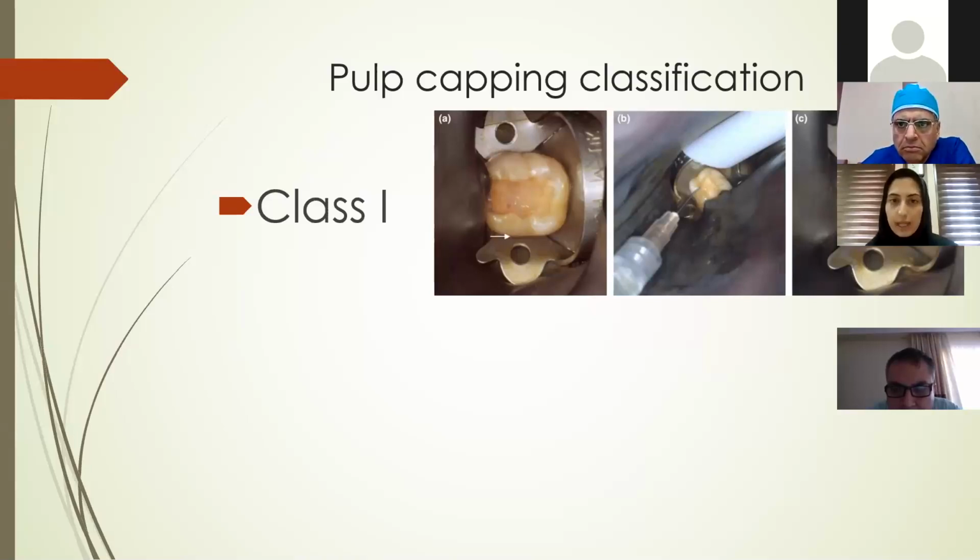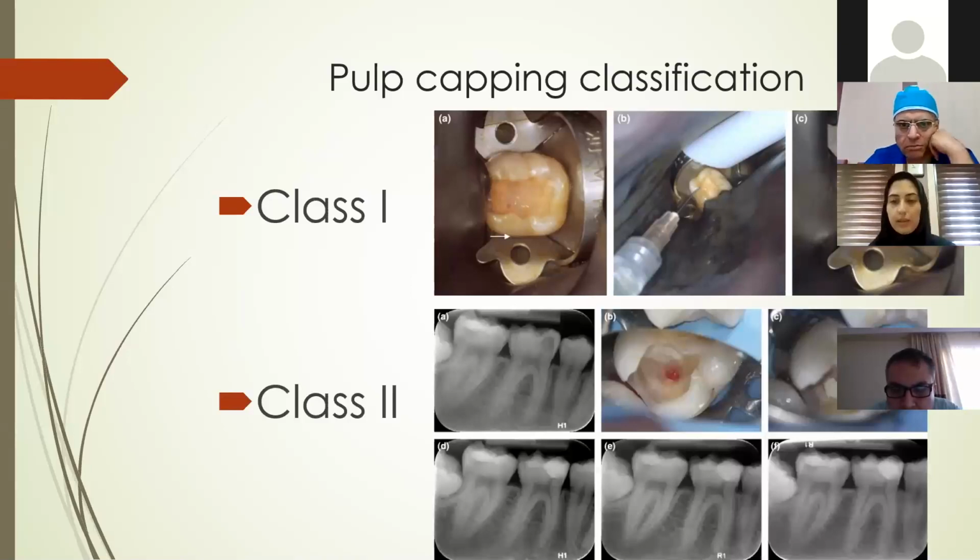But in class 2 pulp capping, we have penetrated into the pulp, and we have a pulp exposure because of a carious lesion. In these cases, because we are worried about pulpal inflammation at that site, and also because of the bacteria that may enter the pulp from that site, we need to disinfect that site with sodium hypochlorite according to the guidelines, and we also use calcium silicate based cements for pulp capping in these cases.